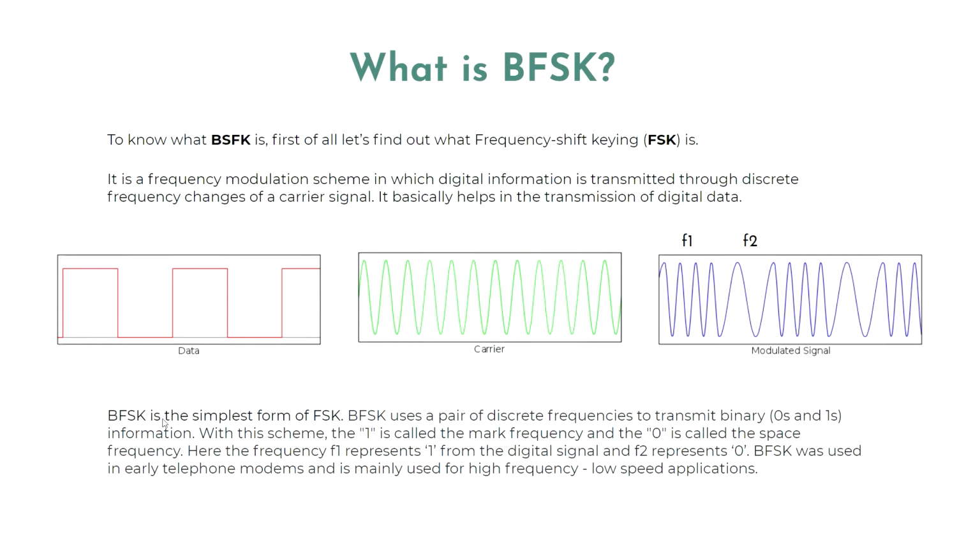BFSK is the simplest form of frequency shift keying. BFSK uses a pair of discrete frequencies to transmit binary zeros and ones information. With this scheme, the 1 is called the mark frequency and the 0 is called the space frequency. Here in this figure, F1, as I've already told you, represents 1 from the digital signal and F2 represents 0. BFSK in real life applications has been used in early telephone modems and is mainly used for high frequency, low speed applications.